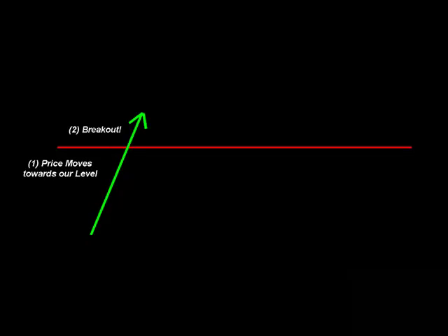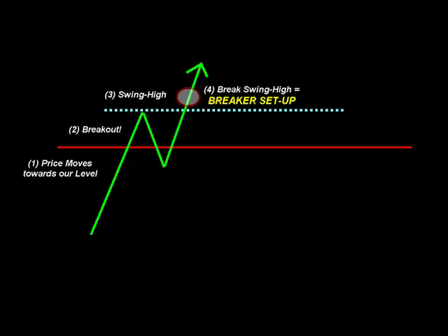Next up, we'll then begin to see price break through this level of resistance. Once we break through that level, we will start to see some resistance come in from the sellers that will most likely push this price back down, forming this very important swing high level. Once I break above that swing high, that's going to be my trigger for my breaker setup to the long side. There's a breaker pattern there to the long side.